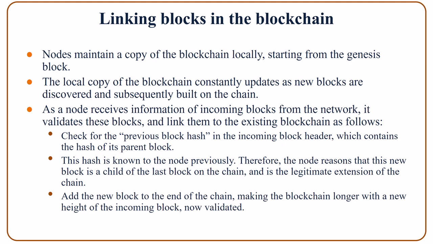What does the node do? It first checks the previous block hash in the incoming block header. This hash is the hash of the parent block, and the hash is known to the node previously. So now it knows the new block is a child of the last block on the chain, and it adds the new block to the end of the chain, making it longer, with the new height of the incoming block now validated.